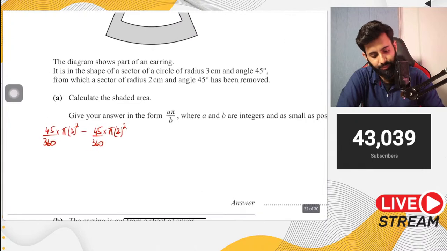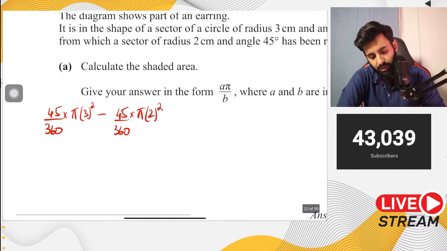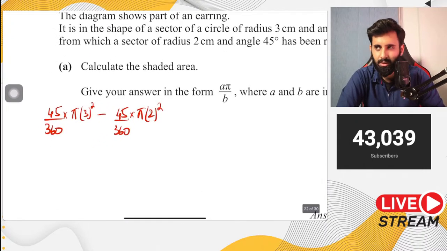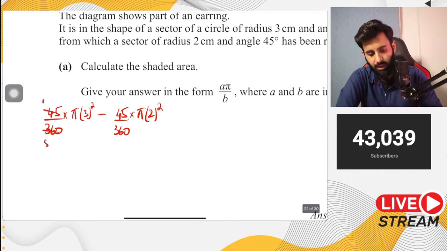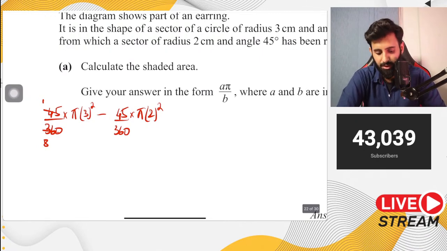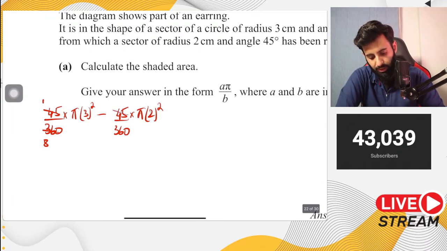Okay. So 45 and 360, I think we can simplify. 45 ones are 45, 45 eights are 360. If you're not too sure, then just do it step by step. Maybe start with 9, maybe start with 5 or something. Now we can do the same over here, 1 upon 8.